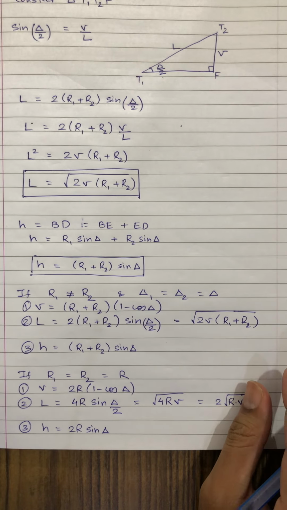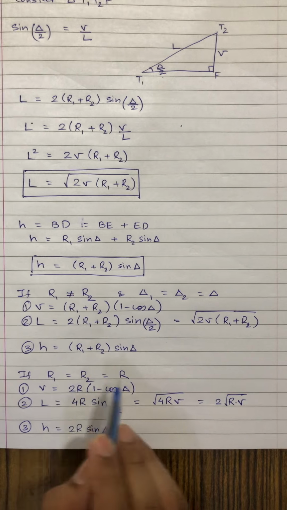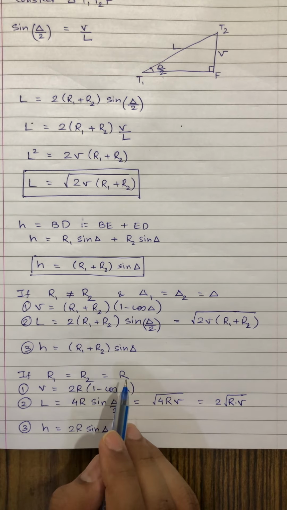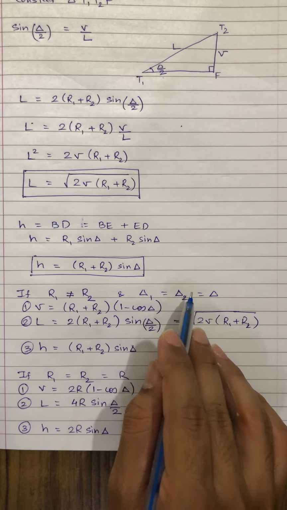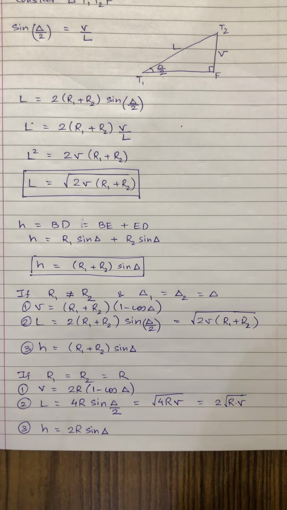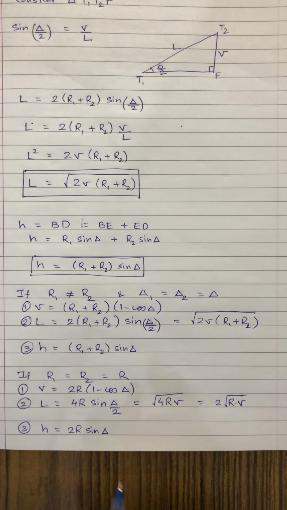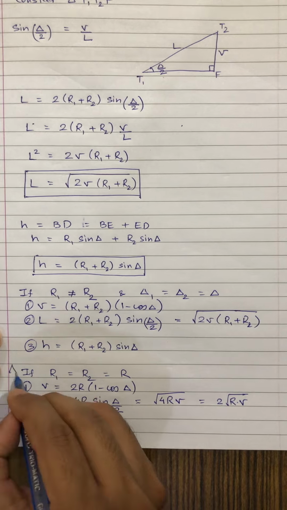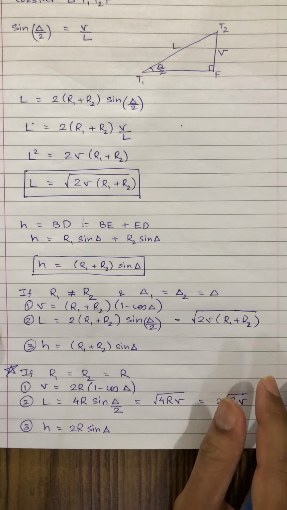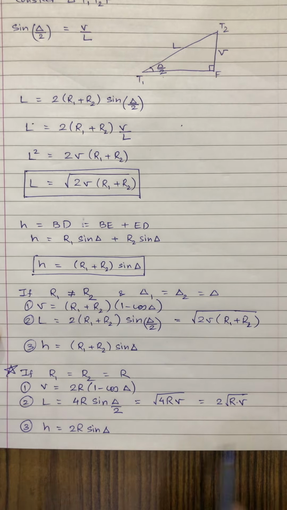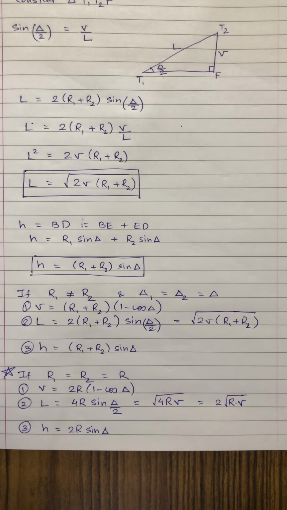Okay. So this case arises if R1 is equal to R2 is equal to R and delta 1 is equal to delta 2 is equal to delta itself. So mostly when we solve numericals on this, or when we set out the reverse curve, R1 will be equal to R2 will be equal to R only, and hence we will have to use this special case only. Okay, we will have to use these formulas when R1 is equal to R2 is equal to R. Fine.